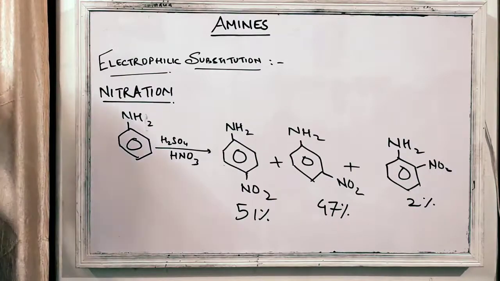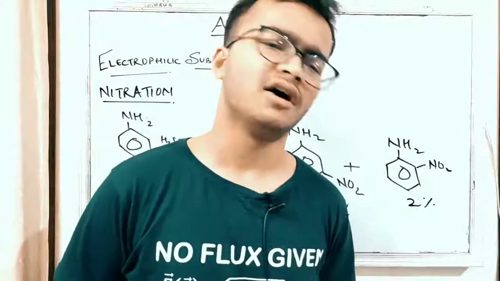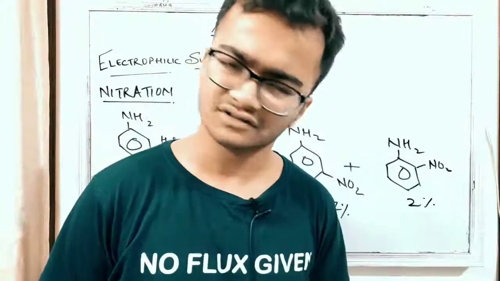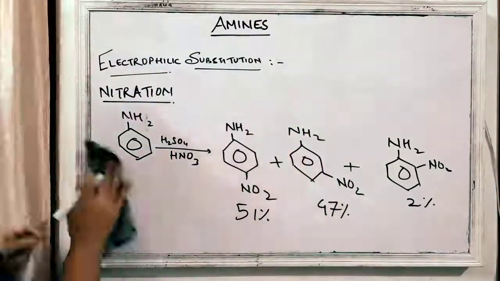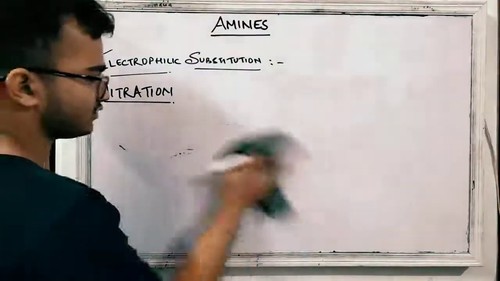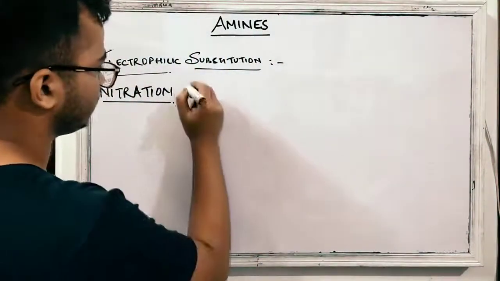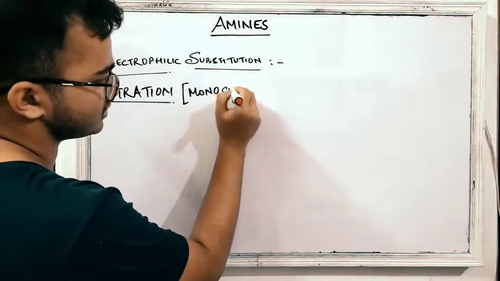So, again if they ask you to perform the monosubstitution, now you have to do the same thing, which is the protection of aniline. How is aniline protected? By acylation. So, let us do it. Write the heading: nitration by protection, or you can write nitration monosubstitution.